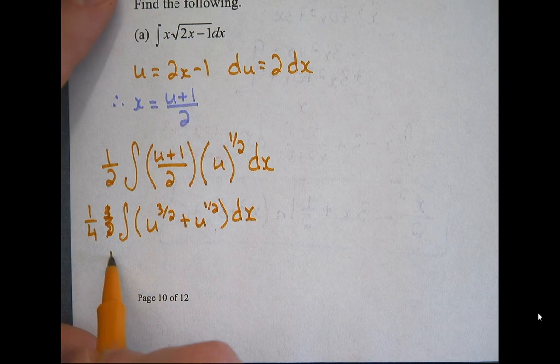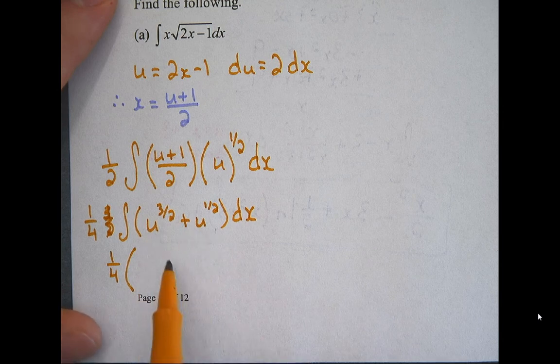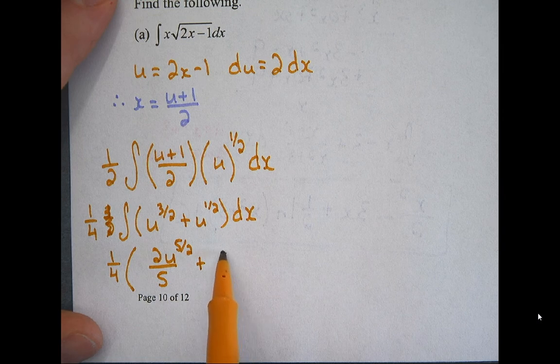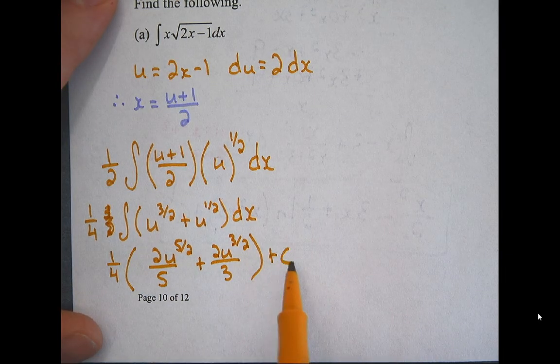So this would be 1/2, 1/4, try again. 1/4 times the quantity. Okay, I'm going to add 1 to the exponent. So that would be 5/2. And then divide by 5/2, which flips it over. Plus add 1 to the exponent. So that's 3/2 over 2/3. And then what do you got to remember to put at the end? Plus c.